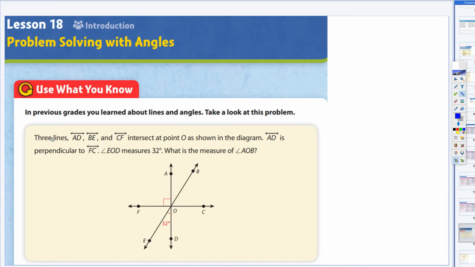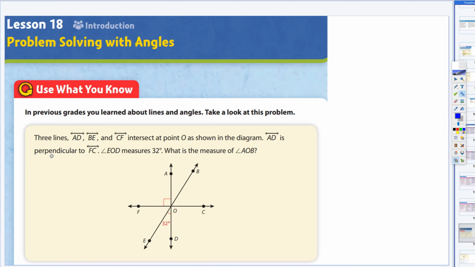So, it says three lines. Line AD. So here's line AD. Line BE. Notice I'm going with the points, BE. And then line CF. Intersect at point O. There it is, point O. They all intersect at point O, as shown.